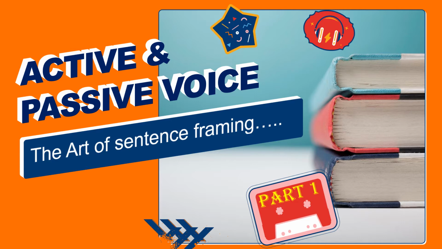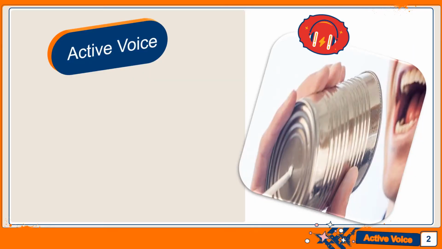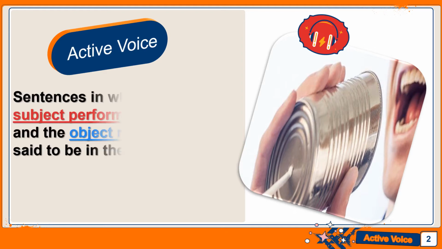But before we do that, we need to know what a sentence is. A sentence is a group of words joined together to give us some meaning. And there is a basic structure for a sentence, that is subject plus verb plus object. Subject is the doer of action. Verb is the action. And object is the person or the thing who is receiving the action. So with this basic knowledge of a sentence, now let us start with active voice.